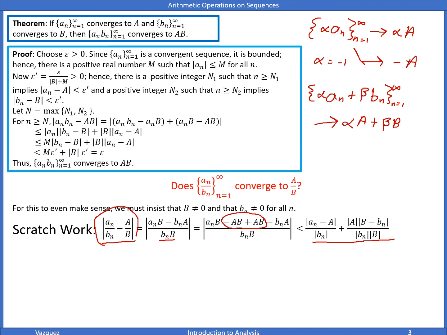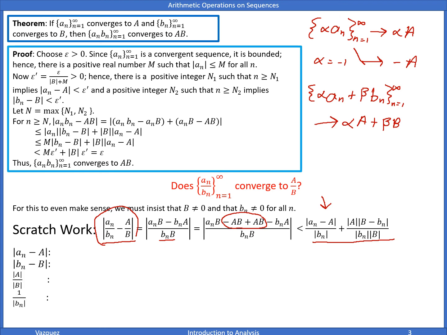Now, if you need the algebra practice, you can go ahead and practice that to see how we got to that expression. But because this lesson is a bit lengthy, I'm going to skip those steps. But now we need to ask ourselves, okay, well, everything over here, can we make that arbitrarily small to be less than epsilon?